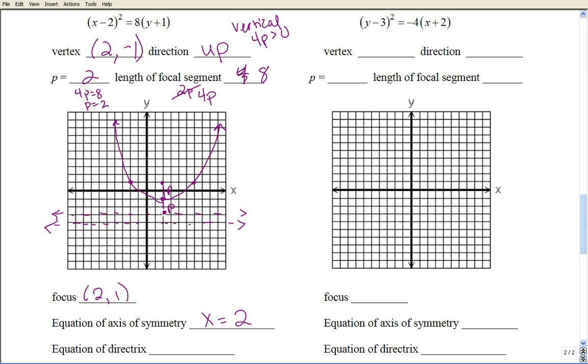All right. So we have the equation is 1, 2, negative 3. So we have y equals negative 3.